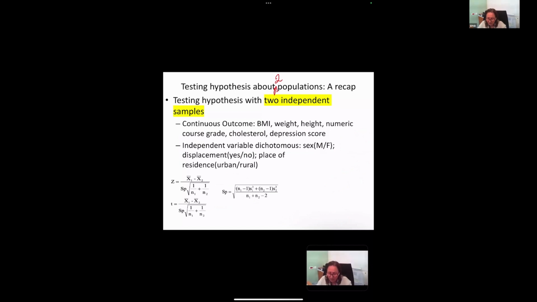So when I'm comparing two populations, and my outcome is continuous, meaning that the variable I'm interested in is continuous, like body mass index, weight, height, and I'm interested in looking whether two groups are different. What do I mean by two groups are different? It means that a variable such as gender, displacement, or place of residence, which are comprised of two groups, their means are different. So the mean body mass index between males is different than that of females. The mean cholesterol or depression score among those who are displaced is different than the mean depression score among those who are not displaced.